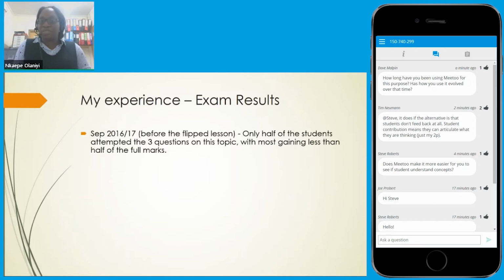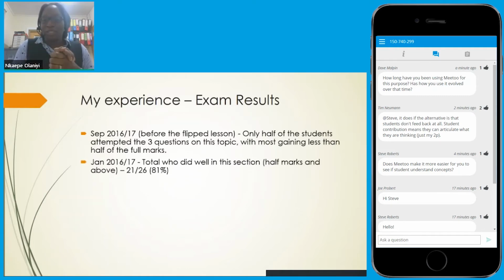In terms of what happened after, my key point was to make sure that they have understood, and therefore that should translate into exam results. For the September 2016 cohort, which was my straw that broke the camel's back kind of situation, only half of them attempted the 3 questions on this topic, and most gained less than half marks. That was, as you can see, my frustration there, really wanting to change things.